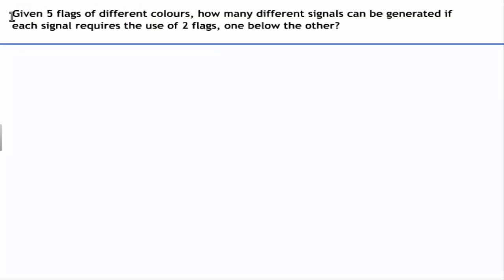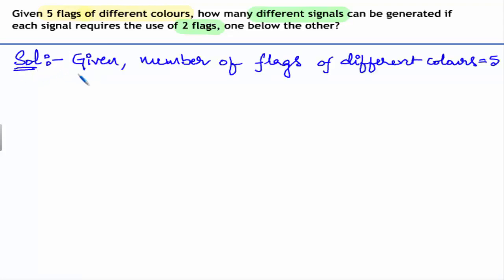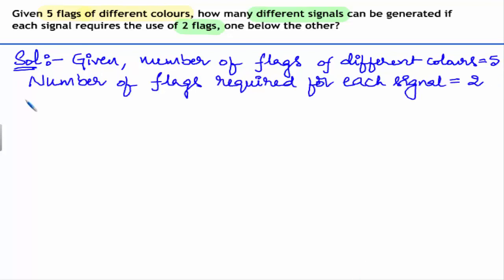In this problem, we are given 5 flags of different colors. Now, you need to find out how many different signals can be generated if each signal requires the use of 2 flags, one below the other. Let's see the solution of this problem. First of all, we shall write down the given data. We are given the number of flags of different colors is equal to 5. Number of flags required for each signal is equal to 2.